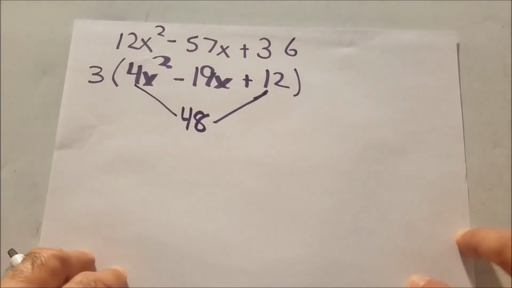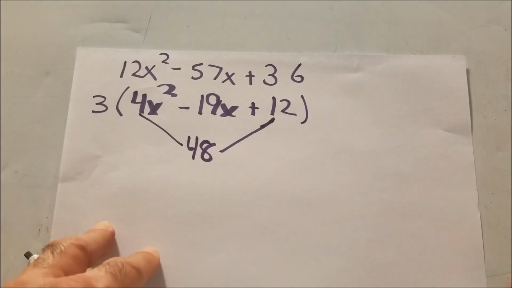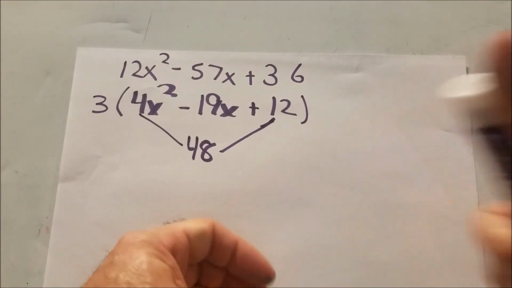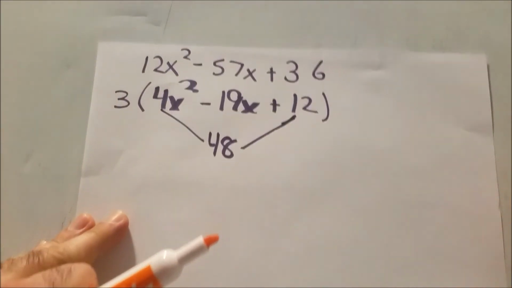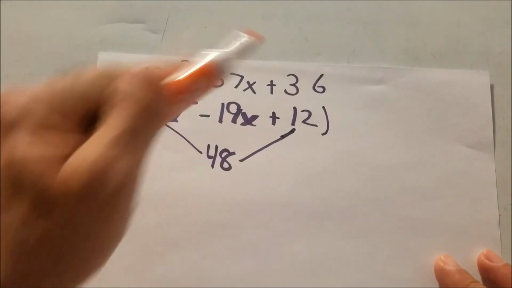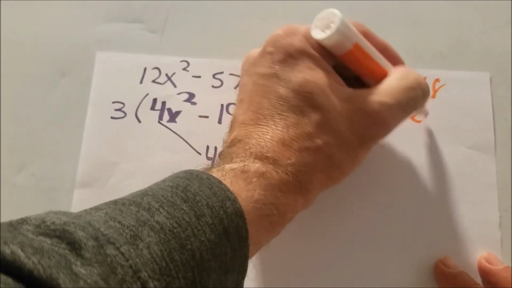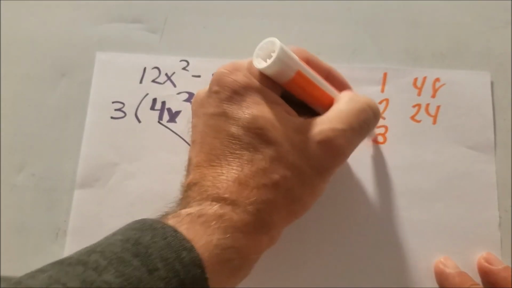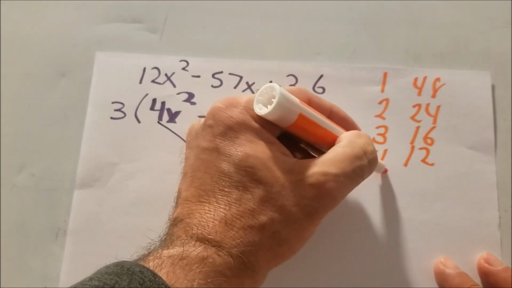So what are the next steps? Well, the next step is to get the factors. And let me use a different marker. I'll use orange today. There we go. Let's list all the factors of 48. We have 1 and 48. Well, we have 2 and 24. That works. 3 and 16. 4 and 12, and 6 and 8, right?